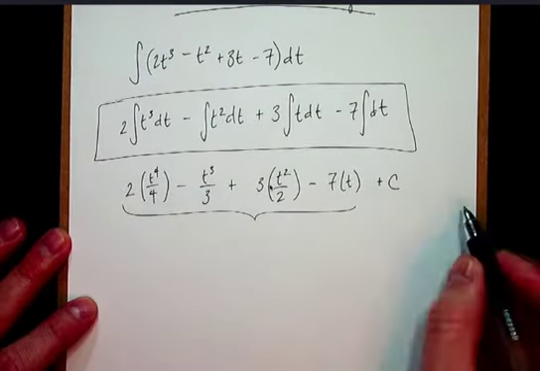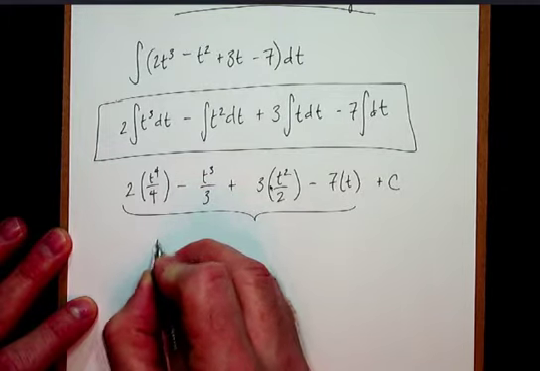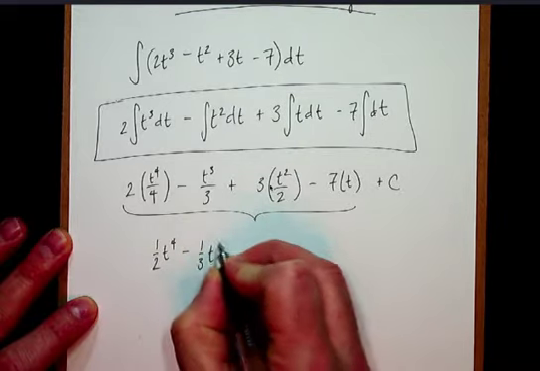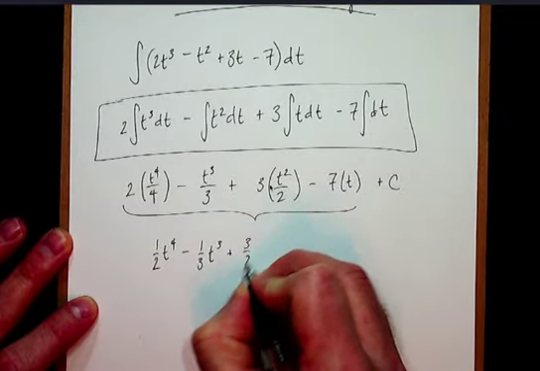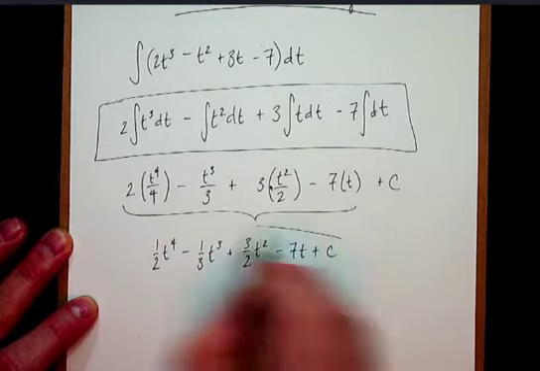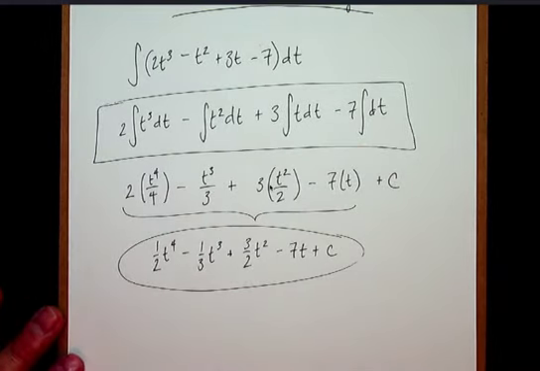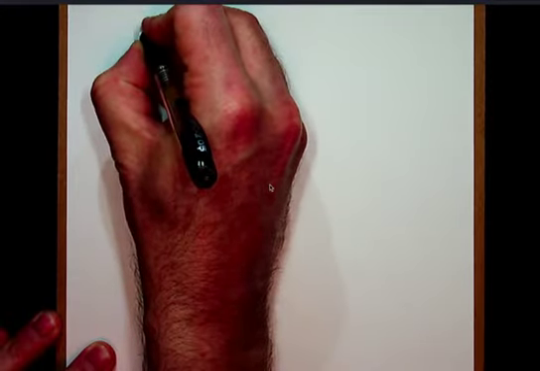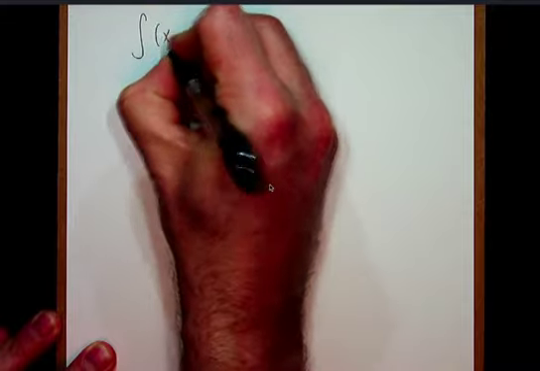Now all we have to do is just go through and do a little bit of simplification. That winds up being 1/2 t to the fourth minus 1/3 t cubed plus 3/2 t squared minus 7t plus c. And that is our answer for that one. Now that shouldn't have been too much of a surprise, okay? That one was kind of a Mickey Mouse question. But let's go ahead and try and make them a little bit harder each time we progress. Let's say I have the integral of (x minus 1 over x) squared dx.